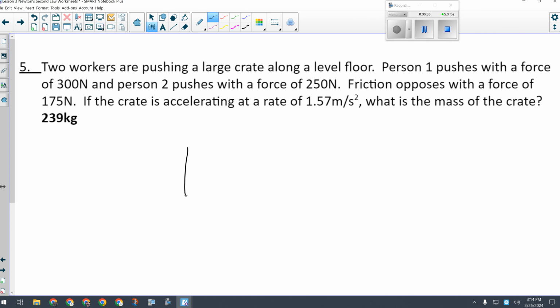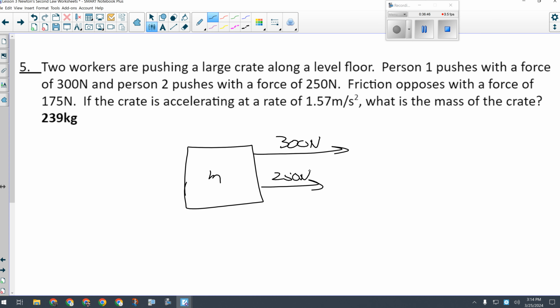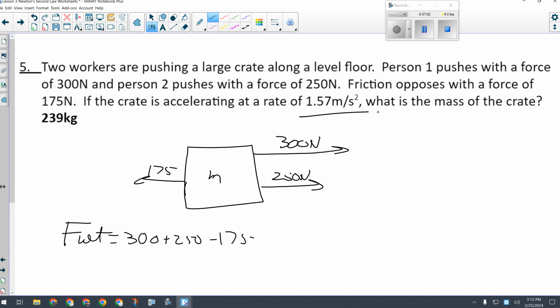Okay, so this one's pretty straightforward. Just draw your forces out on your free body diagram. We don't know what the mass is, but we do know that there's a 300 Newton force, a 250 Newton force, and a 175 Newton force. Get your F net by simply adding those together. So 300 plus 250 minus 175, and then you take that and divide by the acceleration you were given.